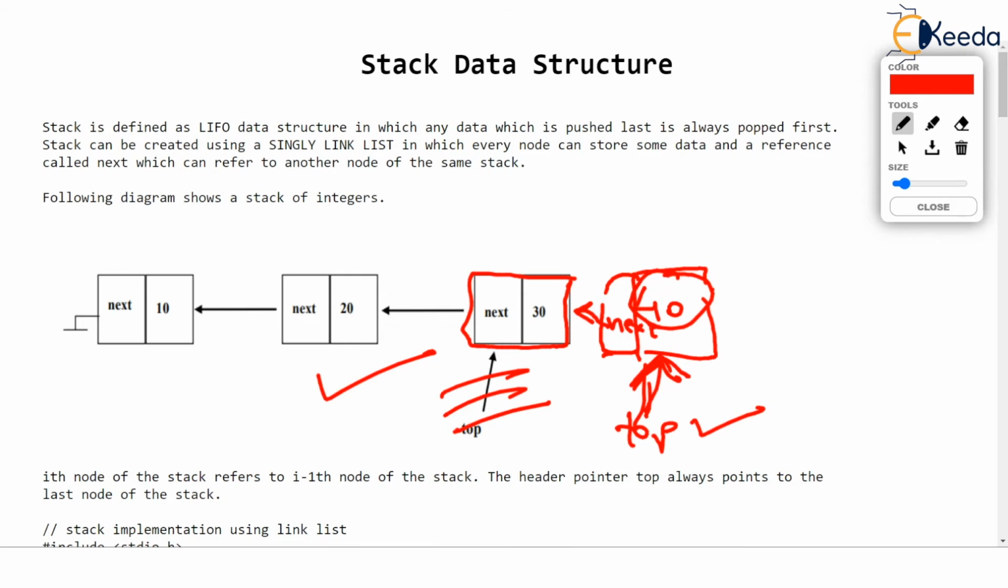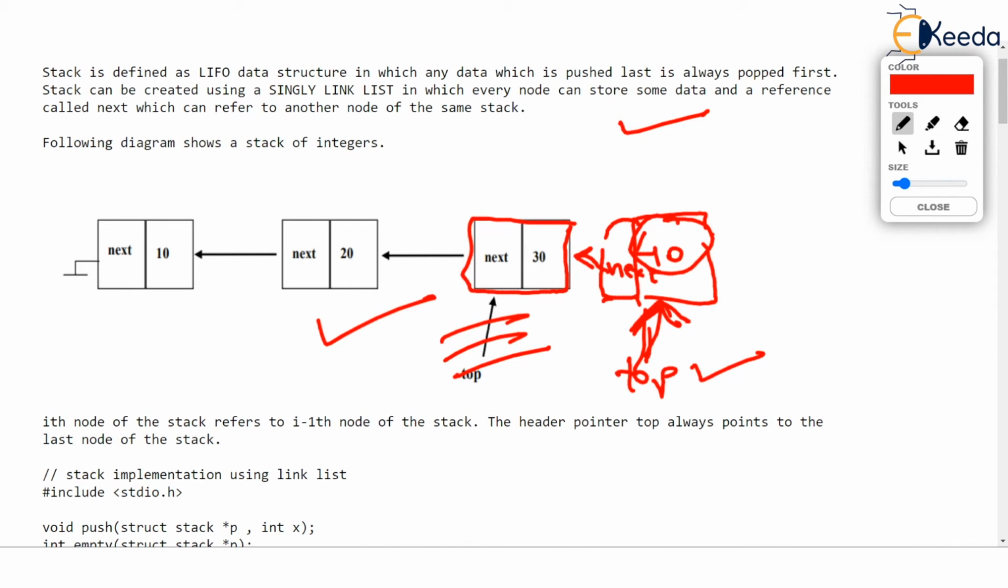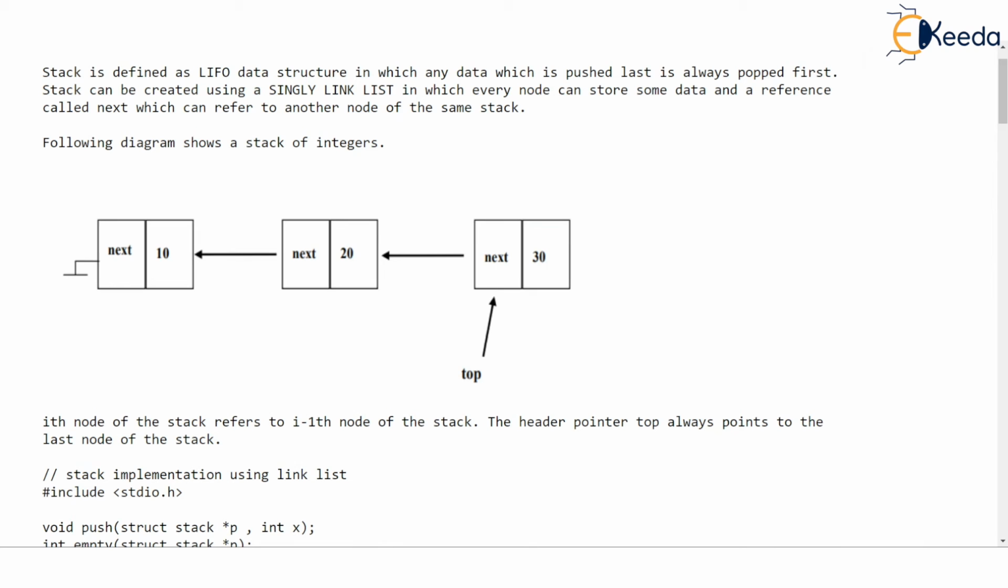So in general, I have written here the definition as you can see, and in one sentence, the ith node of the stack refers to the i minus one node. It is referring to the i minus one node, isn't it? And the header pointer top always points to the last node of the stack. 40 was actually the last value inserted, and top refers to that node. So that is what a stack is, a last in first out data structure, and it can be created by using a singly linked list.